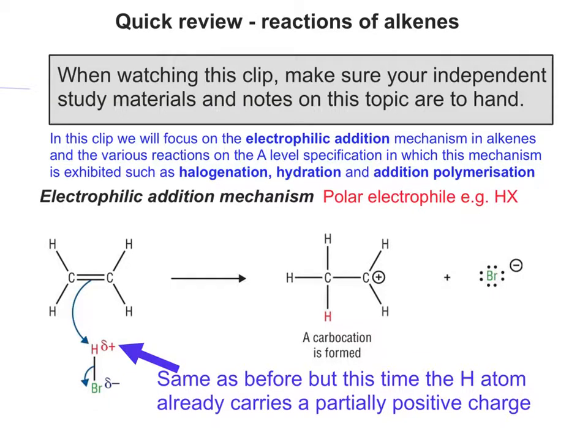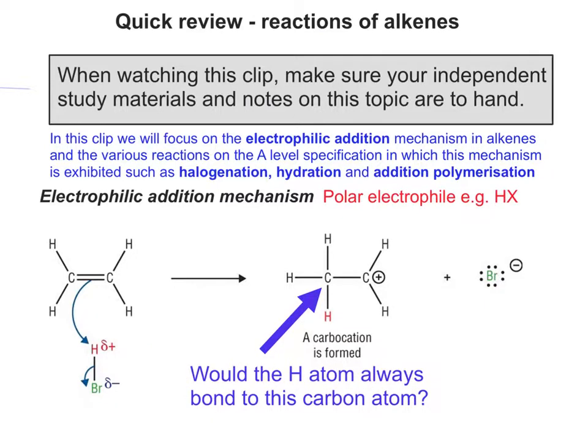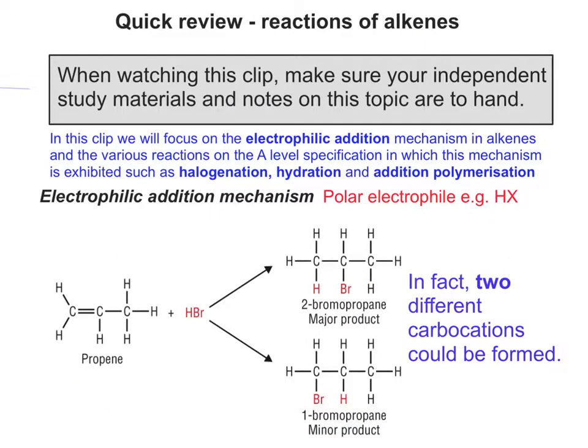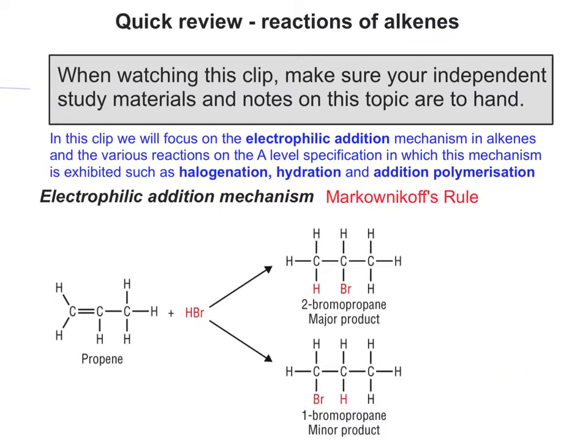Another thing you've got to think about in the second stage, where the carbocation is formed, is would the hydrogen atom always bond to that particular carbon? Let me try and illustrate what I mean by this. What happens in reality is 2 different carbocations could be formed, as you can see. You can also see that one is the major product and one is the minor product. So how do we decide which is the minor product and which is the major product? We use something called Markovnikov's rule.